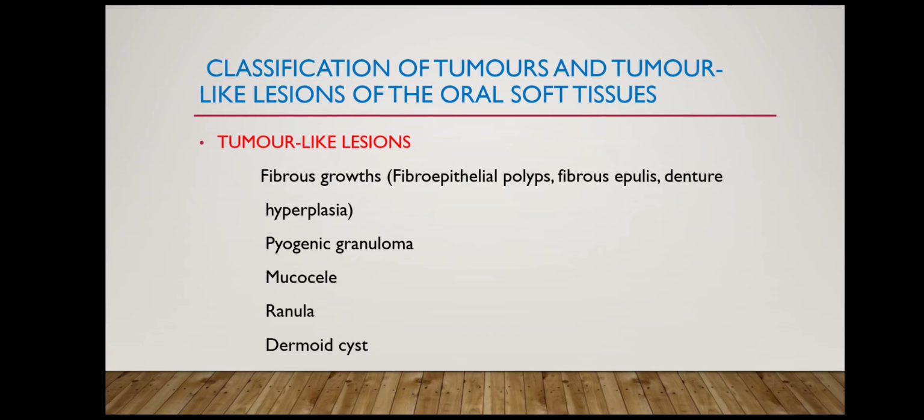Coming to the classification of tumors and tumor-like lesions of the oral soft tissues, the tumor-like lesions comprise fibrous growths. These can be either fibroepithelial polyps, fibrous epulis, or denture hyperplasia. Pyogenic granuloma is very closely related to capillary hemangioma. Mucocele and ranula are associated with dilatation of the mucus glands. Dermoid cyst is another entity.